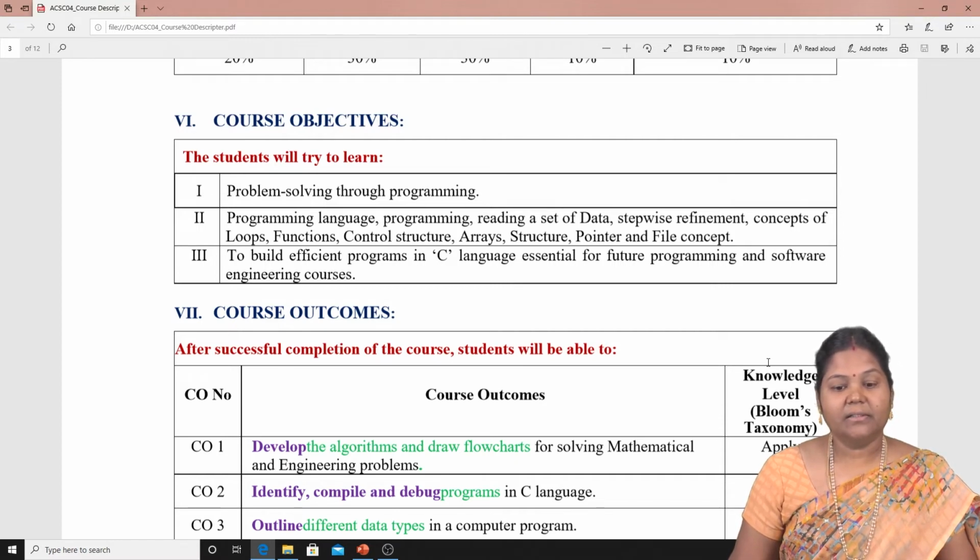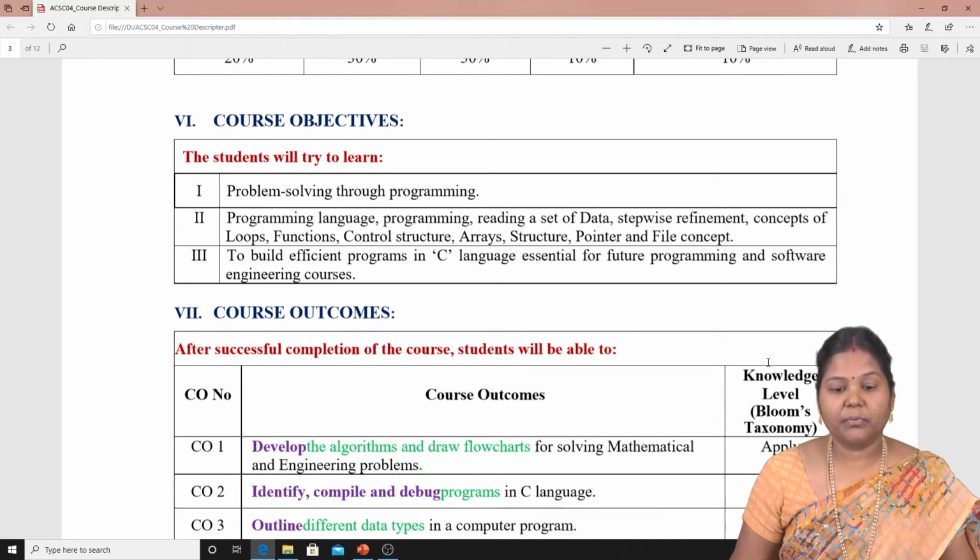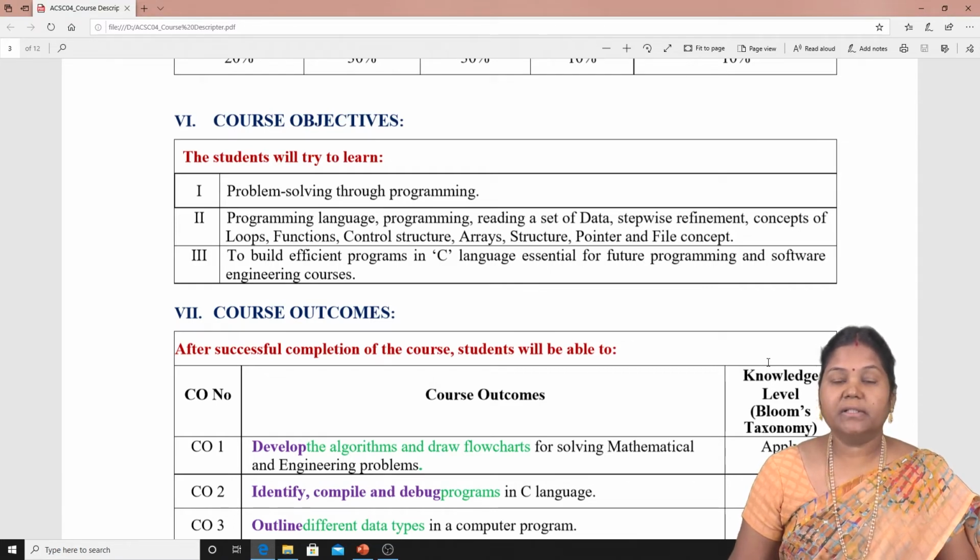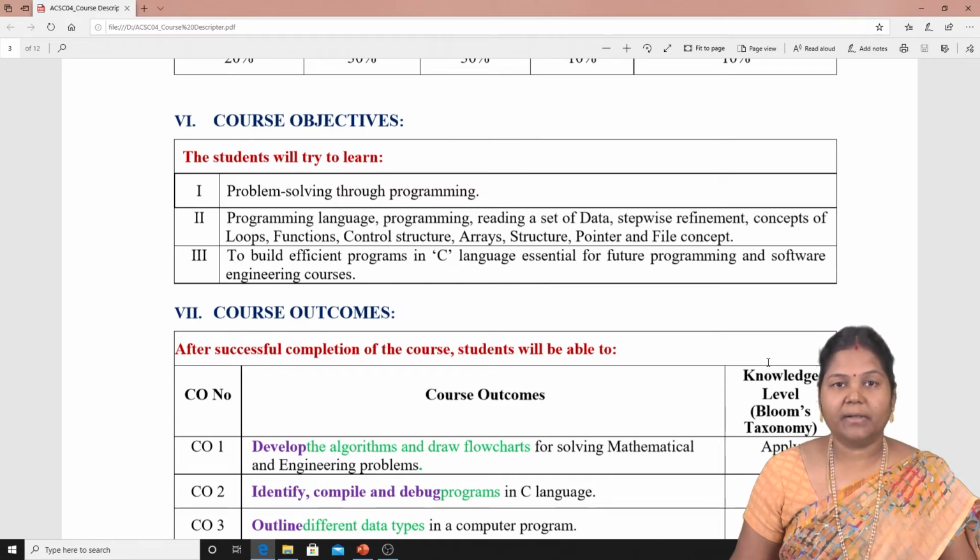The second thing is that, for a programming language, whenever you are solving a particular program, a student needs to read a set of data. They have to do stepwise refinement, and they have to apply the concepts of loops, functions, control structures, arrays, pointers, and file concepts. So where they have to apply these concepts, how to do reading and writing of data, and how to do problem solving, the students need to learn that.